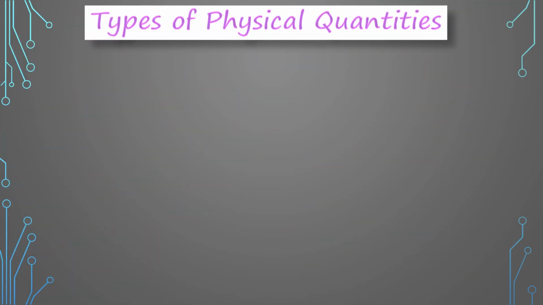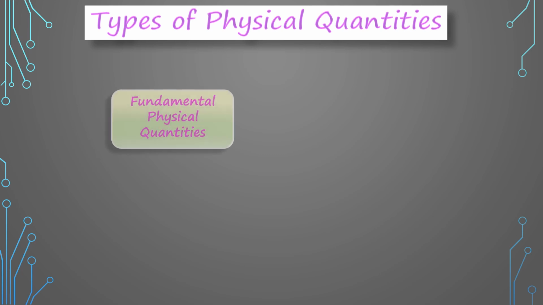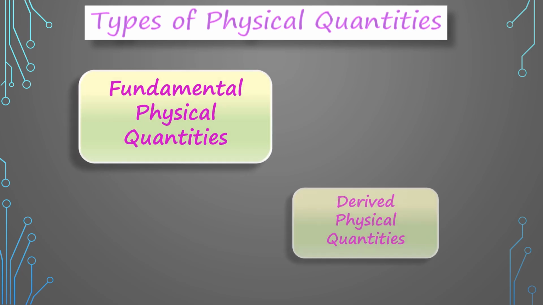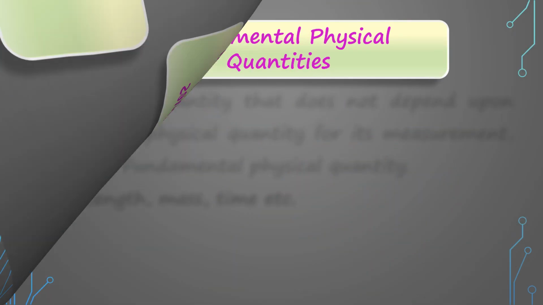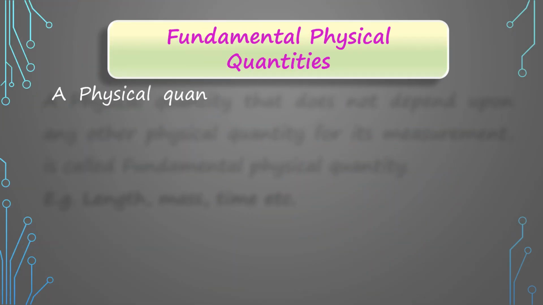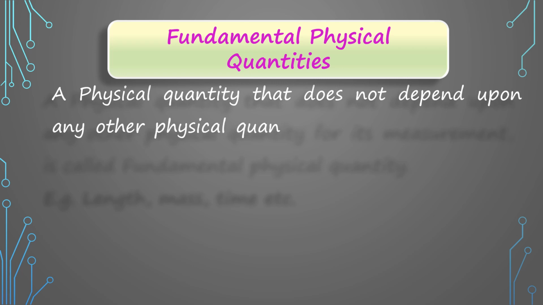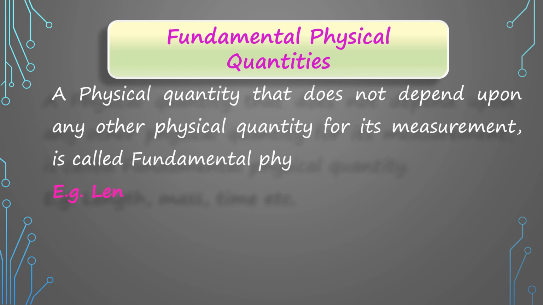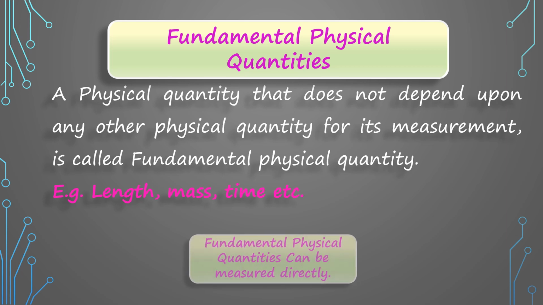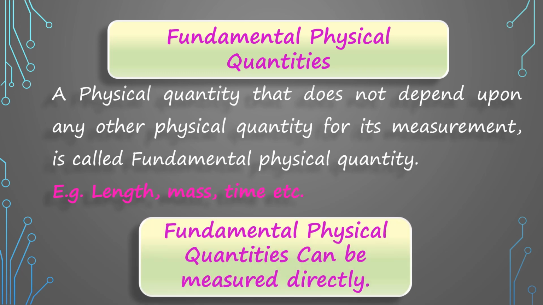The physical quantities are of two types: fundamental physical quantities and derived physical quantities. A physical quantity that does not depend upon any other physical quantity for its measurement is called a fundamental physical quantity. Example: length, mass, time, etc. In short, the fundamental physical quantities can be measured directly. No other physical quantity is required to be measured before the measurement of a fundamental physical quantity.